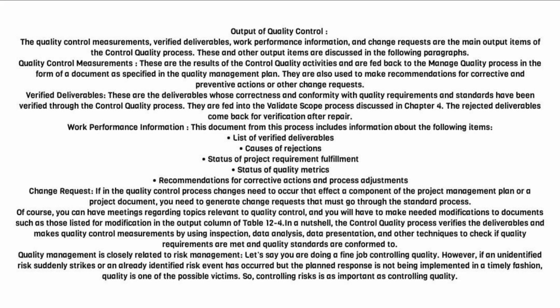Change request. If in the quality control process changes need to occur that affect a component of the project management plan or a project document, you need to generate change requests that must go through the standard process. Of course, you can have meetings regarding topics relevant to quality control, and you will have to make needed modifications to documents such as those listed for modification in the output column of Table 12-4. In a nutshell, the control quality process verifies the deliverables and makes quality control measurements by using inspection, data analysis, data presentation, and other techniques to check if quality requirements are met and quality standards are conformed to.